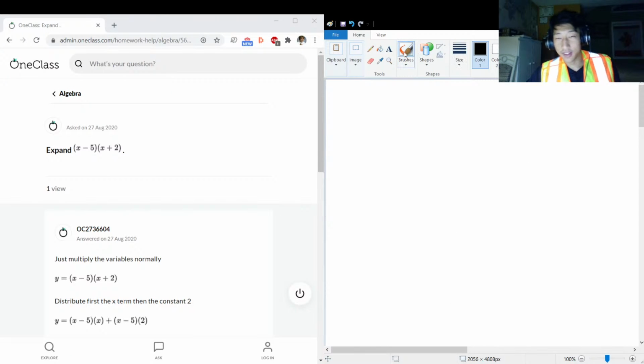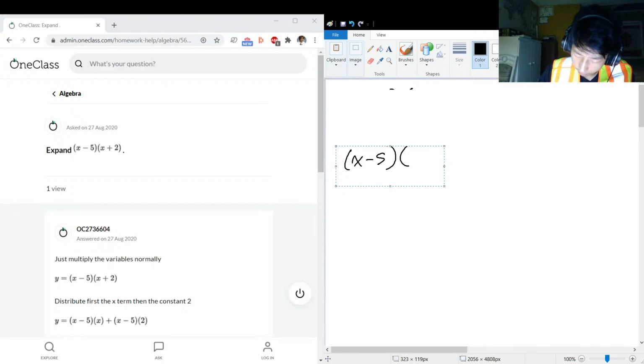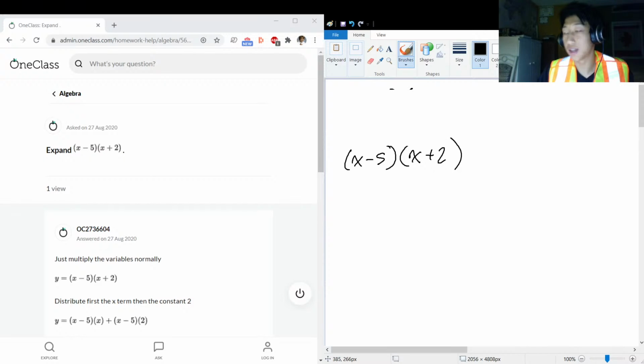Okay, the next question that we got on the menu: expansion of polynomials. Expand x minus 5 multiplied by... actually, I'm gonna write this a little bit lower just because I want to have some space on top to draw some stuff. Okay, cool. x minus 5, x plus 2. We gotta expand these brackets out.